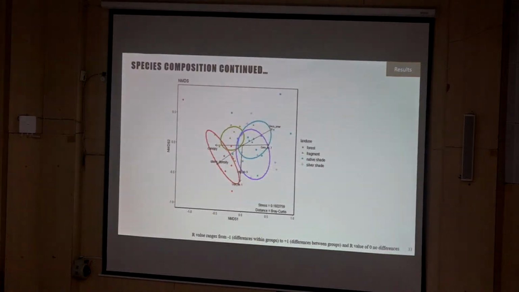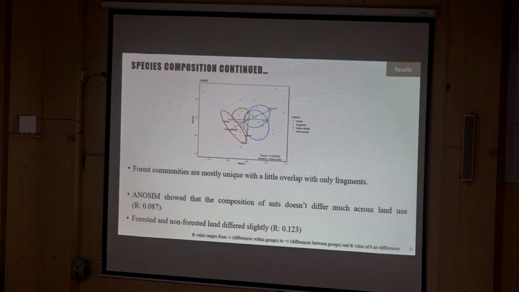So when I tried looking at the composition, the analysis showed that the forest communities might be forming a distinct cluster. So I ran an analysis of similarity, which showed that the overall composition might not vary across all the land use types put together, but the forested landscape and the non-forested landscape, the coffee plantations and fragments kept together, showed a slight variation, where the R square was 0.1.